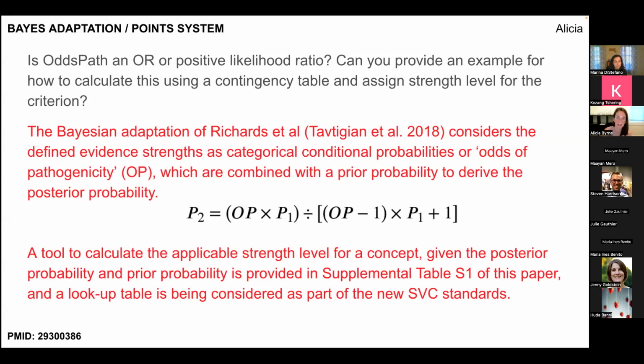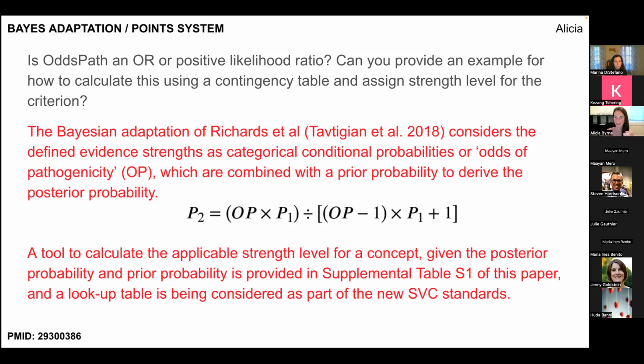So benign, likely benign, pathogenic, likely path, variant of uncertain significance. And so this incorporates that prior probability number, and also this element that was termed odds of pathogenicity, which are the evidence strengths that were defined in the Richards paper. And in the first piece of work that Sean did in 2018, he was able to come up with numerical values for those odds of pathogenicity or evidence strength, which is what we just spoke about, and incorporating into this paper. The question here was, is odds path an odds ratio or a positive likelihood ratio?